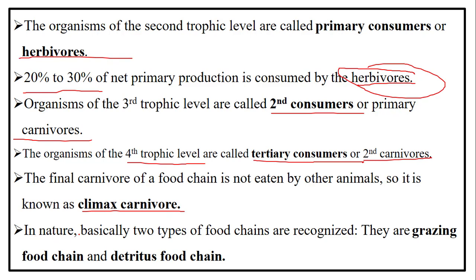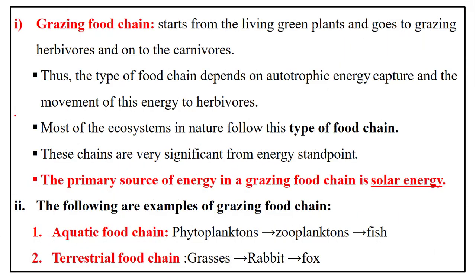In nature, basically two types of food chains are recognized, the grazing food chain and the detritus food chain, right? When we see one by one, the grazing food chain starts from the living green plants. It's a living organism. Like the green plants can start the grazing food chains, producing food through photosynthesis. And this produced food can go to the grazing animals like the herbivorous and the carnivorous, right? So the type of food chain depends on autotrophs. The autotrophs can trap solar energy or light energy and move this energy to herbivorous, right?